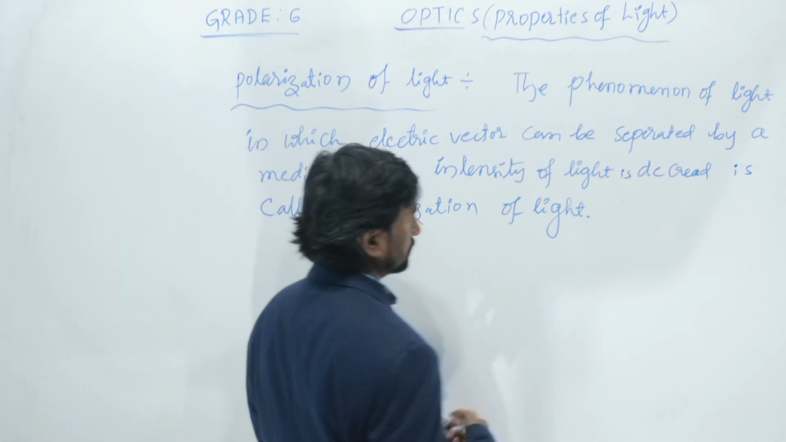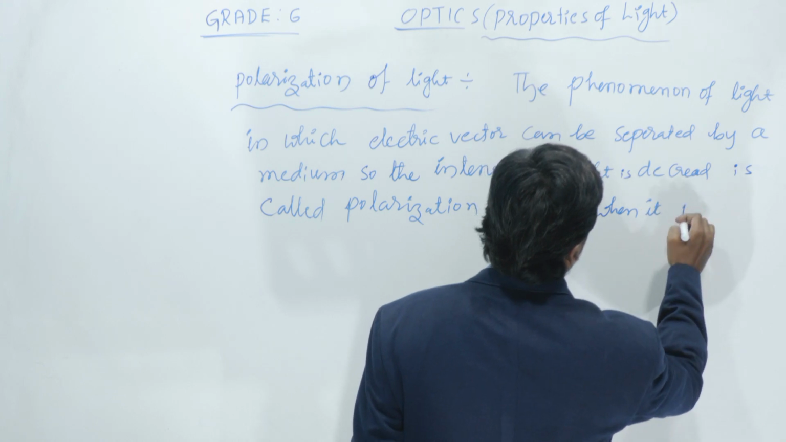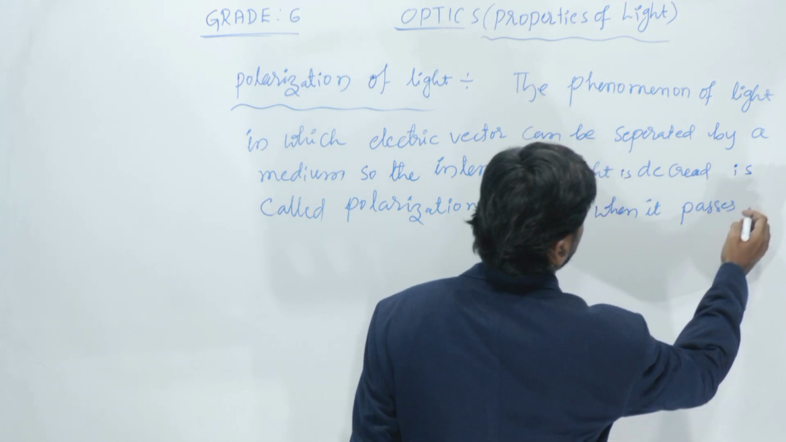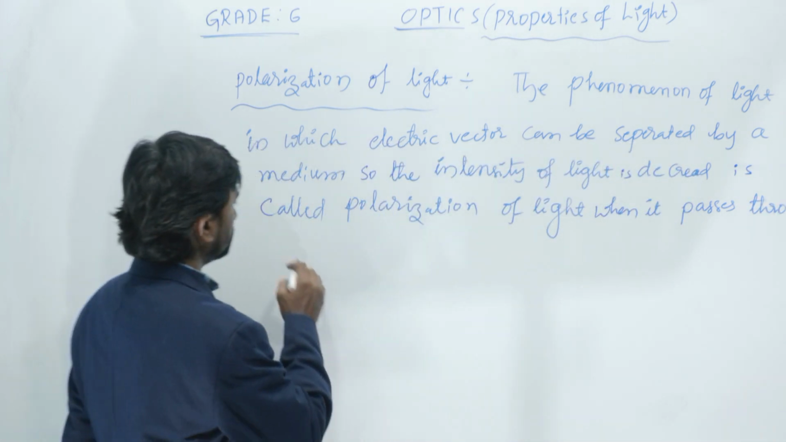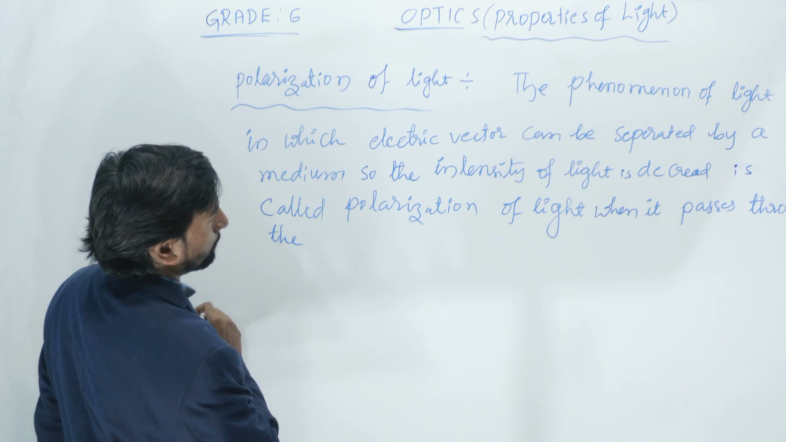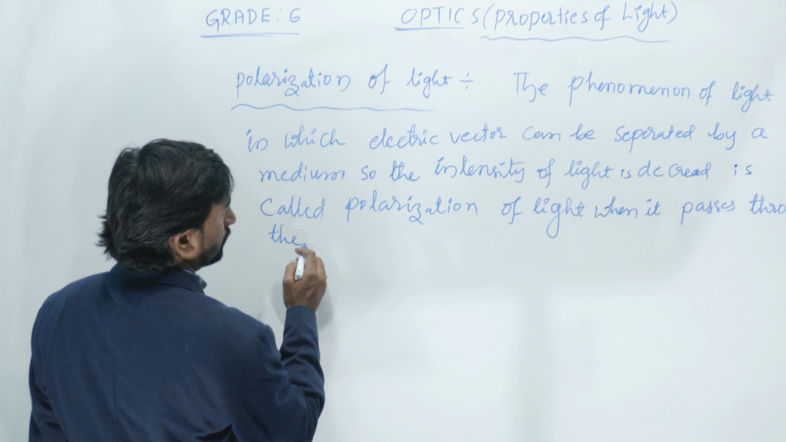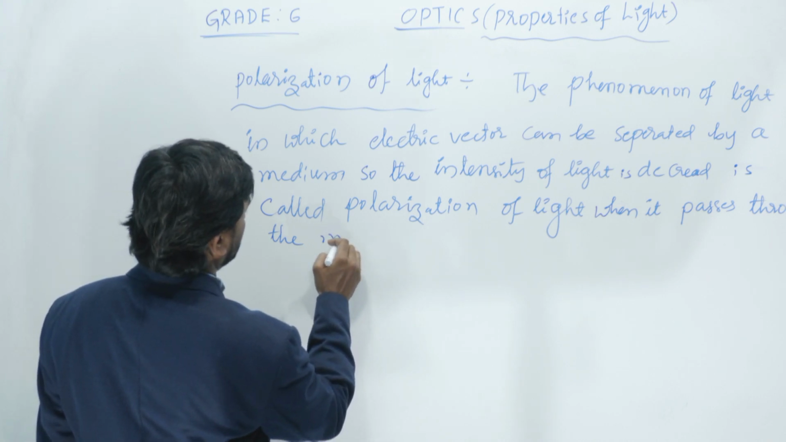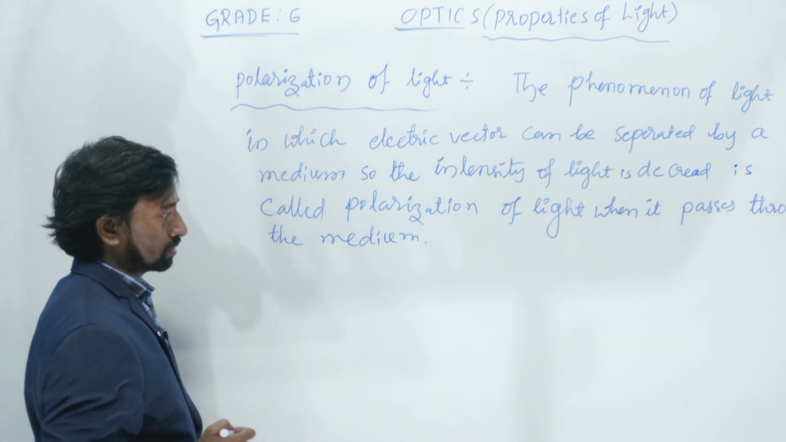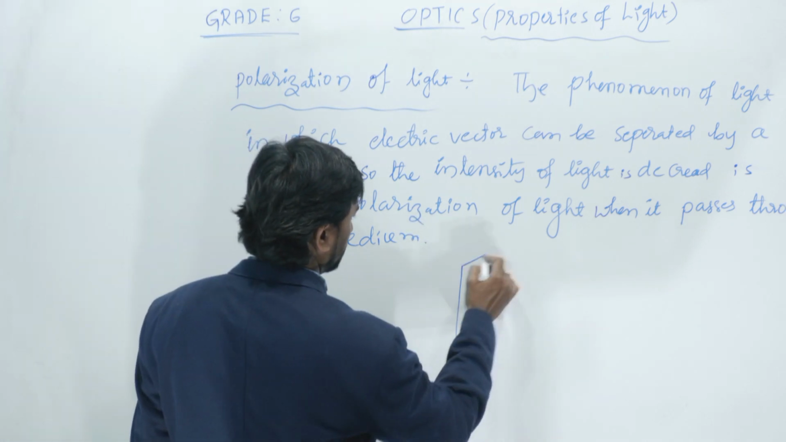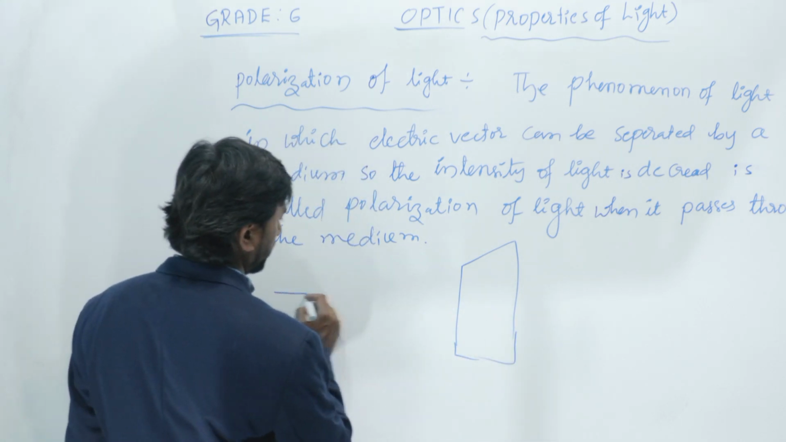When it passes through the medium, this is called the polarization. Suppose, let us see here a certain type of crystal. Let us consider this is a crystal there. Now through this, this is a light vector.